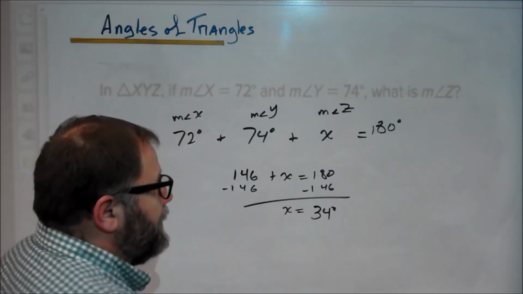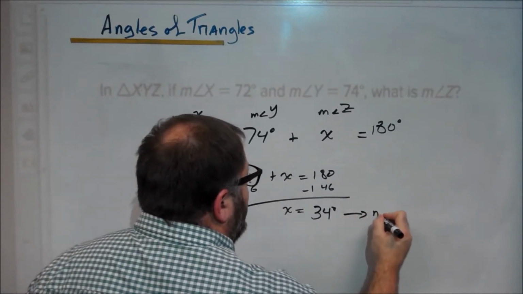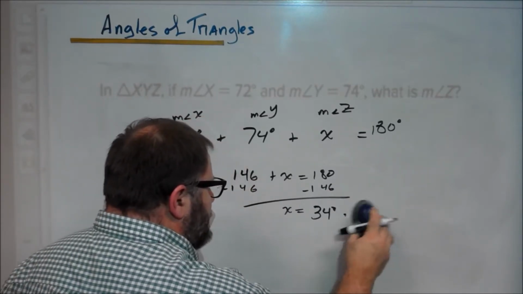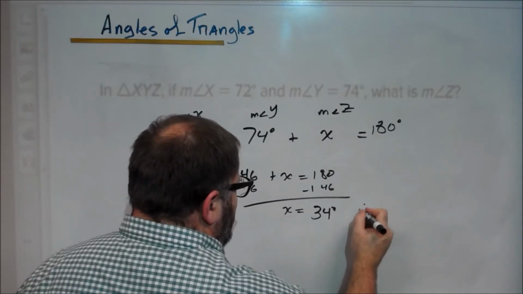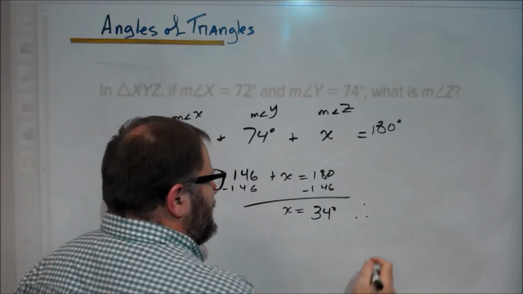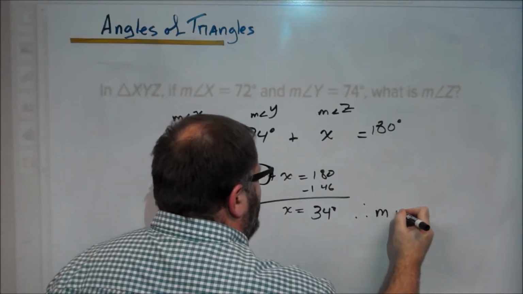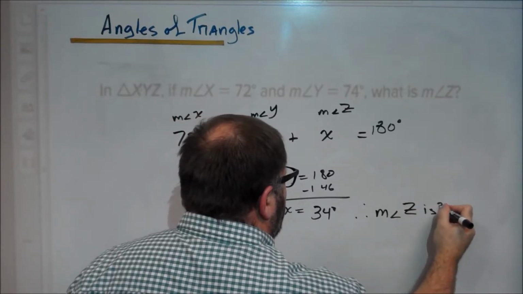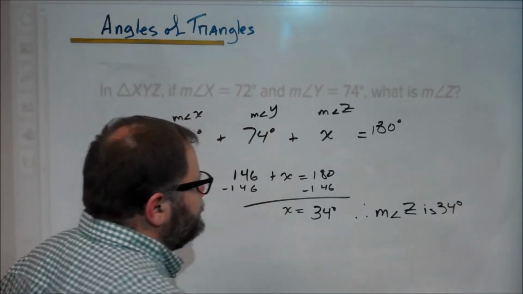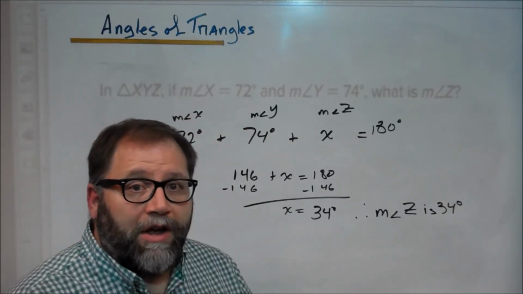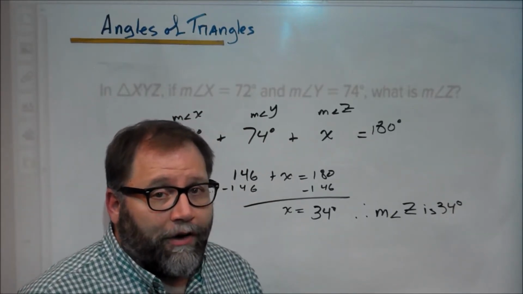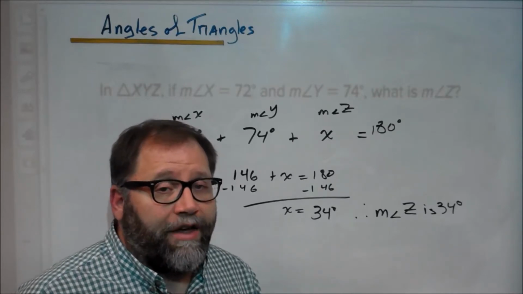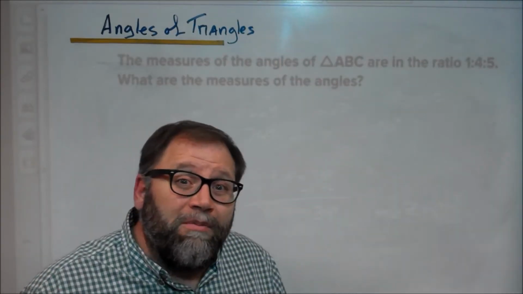And by doing that, very simply, I know therefore, well, let me use my therefore dots. Therefore, not really a good therefore situation, but I'm using the measure of angle Z is 34 degrees. Completely abstract. We're given two angles. We should be able to figure out the third one based on the rule for the angles of triangles. Now we're going to get even more abstract.